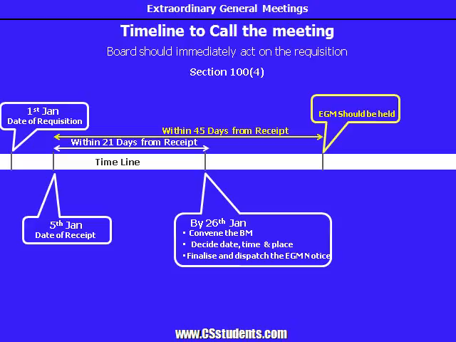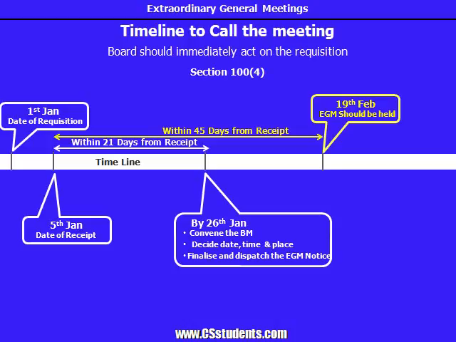Means by 26th January, the board is free to decide a date of extraordinary general meeting, but bound to schedule it within 45 days from the receipt of requisition. Therefore, in our example, the requisition was received on 5th of January, then the meeting should be held within 45 days, or we say, on or before 19th February.